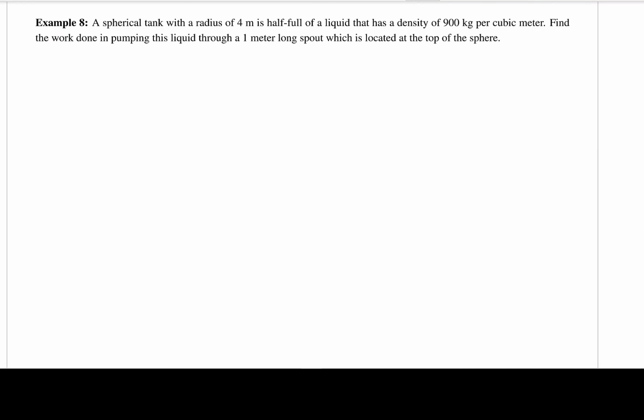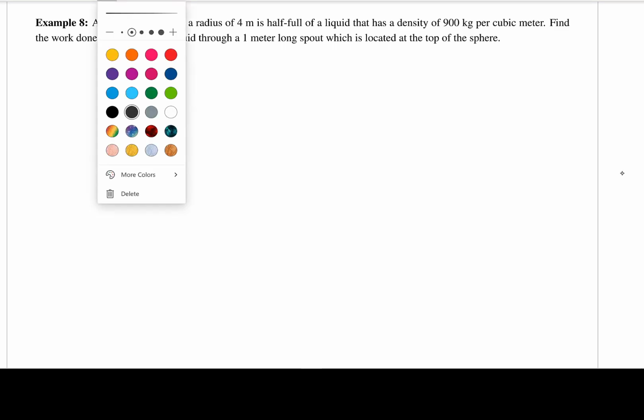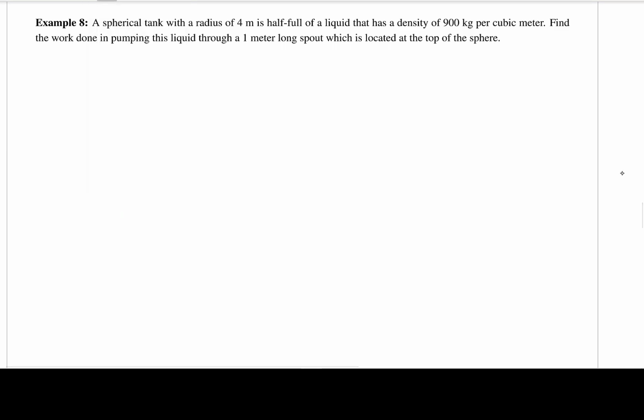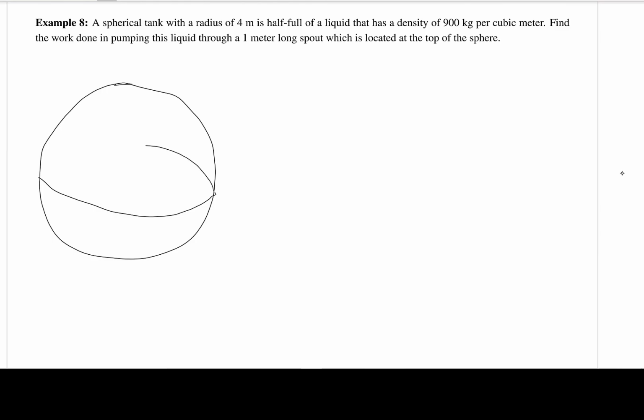Okay, now we'll move on to look at example 8. In example 8, we have a spherical tank. So we have something that's going to look like, let's see, something like this, theoretically. Maybe I should make that dashed. Now it looks more spherical. Okay, and in this sphere, we're told that we have a radius of 4 meters.